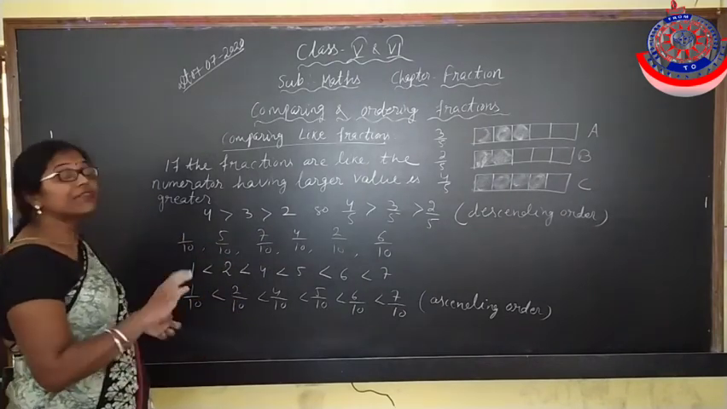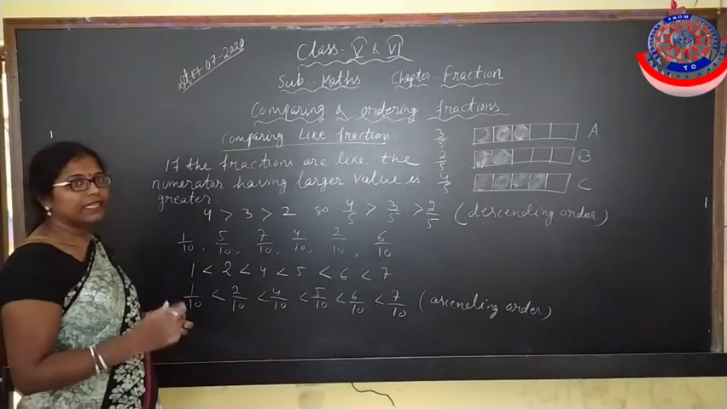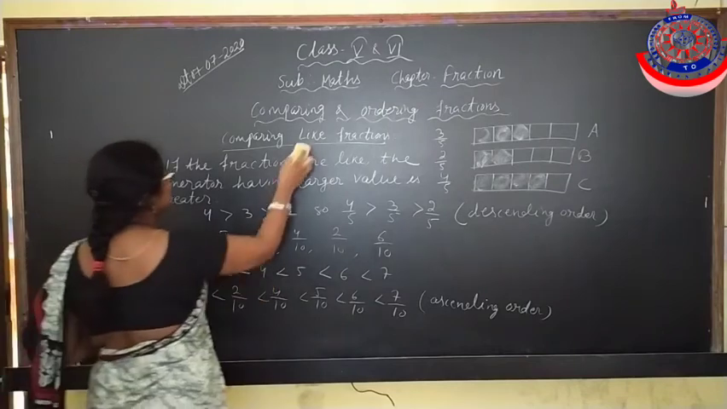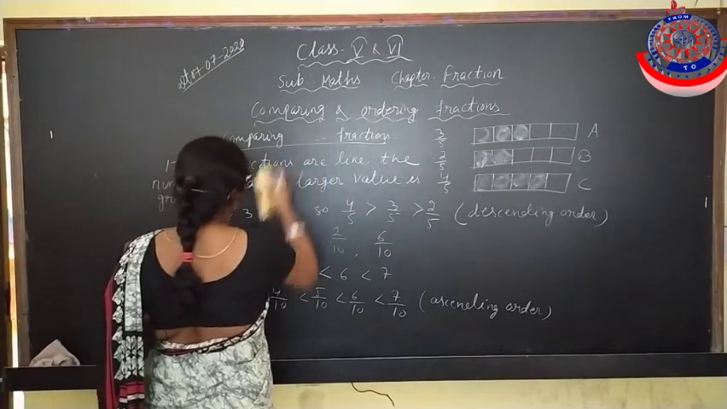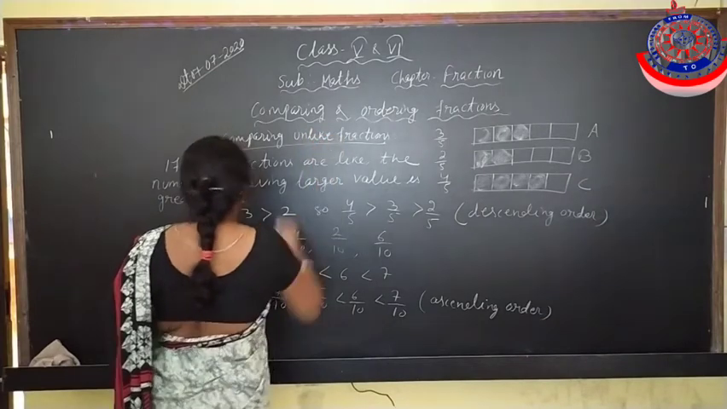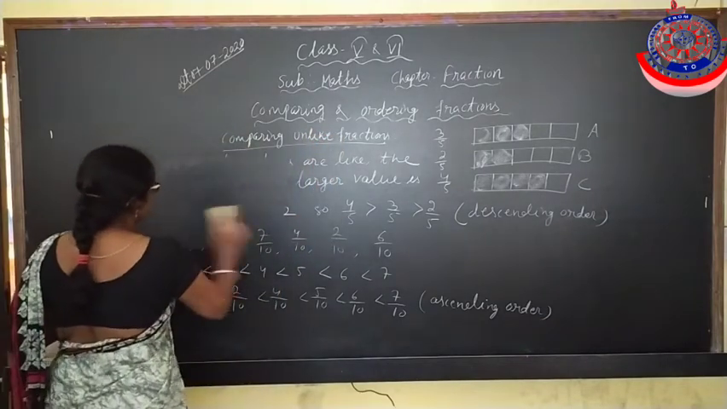But if the fractions are unlike, what do we have to do? Comparing unlike fractions.